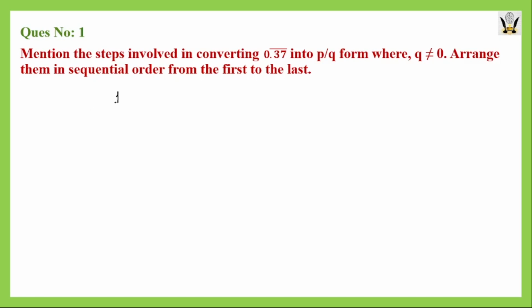So in the first step, we will assume that the number is equal to x. So 0.37 bar. Here these two digits 3 and 7 will be repeated. In the second step, we will multiply both the sides of the equation that we have written in the first step by 100. And why 100? 100 means 10 square or 10 to the power 2, and the power of 10 is decided by the number of digits that is getting repeated. And here, since 3 and 7 both the digits are getting repeated, the periodicity is 2 and the power of 10 will be also 2.